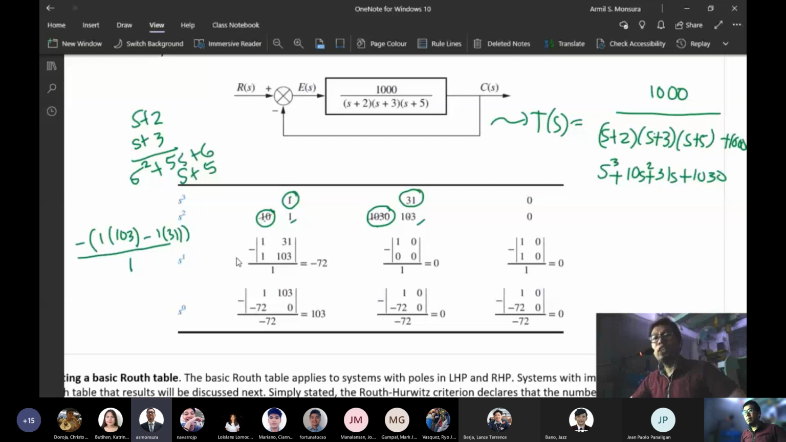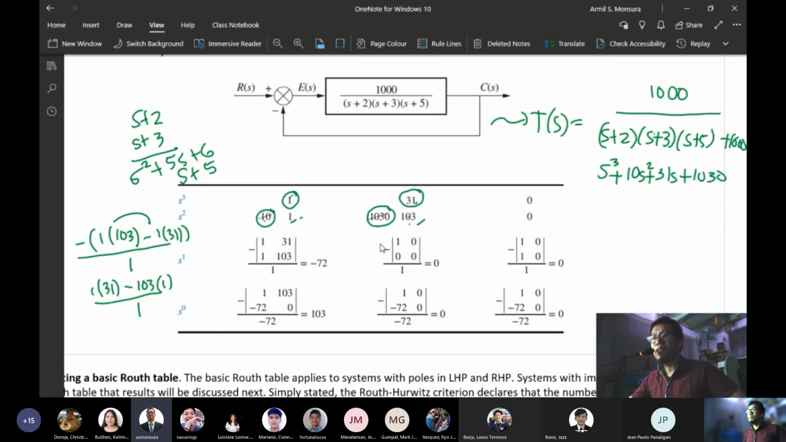Okay. O kaya, actually, yung ginagawa ko dito is para hindi ko na masyadong inintindi itong negative na to. Ang ginagawa ko dito is baliktad. Ginagawa ko siyang 1 times 31 minus 103 times 1 divided by 1. Kumbaga, binabaliktad ko na itong dalawang to para hindi ko na i-account itong negative na to. Okay, so yun yung isang technique na ginagawa ko pagka nagko-compute tayo ng route table. Okay, so doon na nga lalabas yung negative 72.